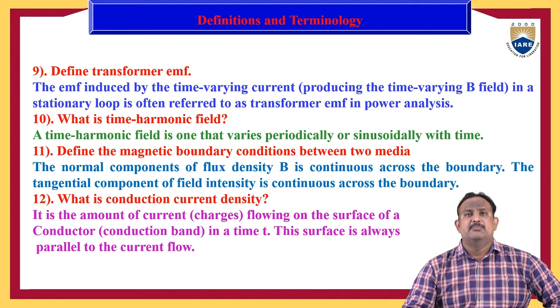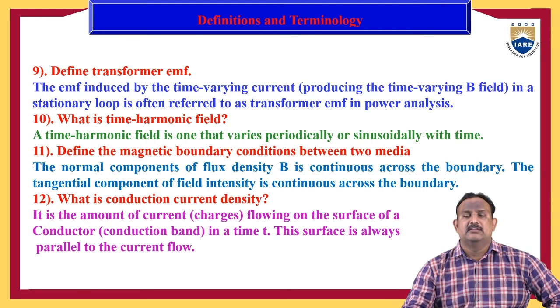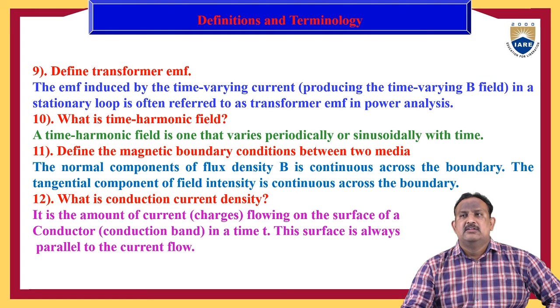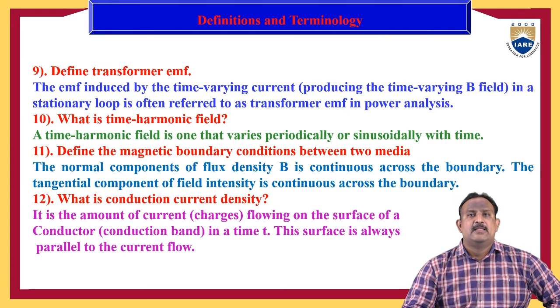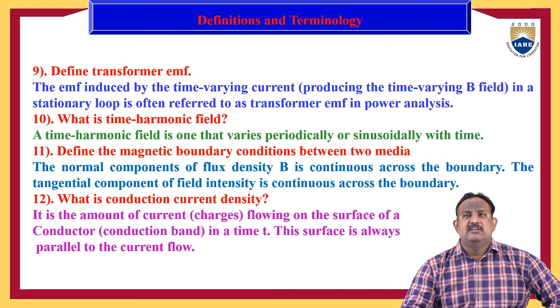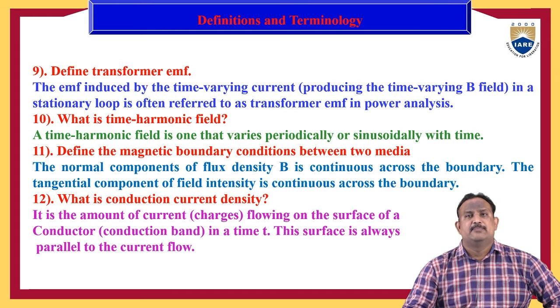Define transformer EMF. The EMF induced by the time varying magnetic field in a stationary loop is often referred to as a transformer EMF in electromagnetic fields. So what is the time harmonic field? A time harmonic field is one that varies periodically or sinusoidally with time.